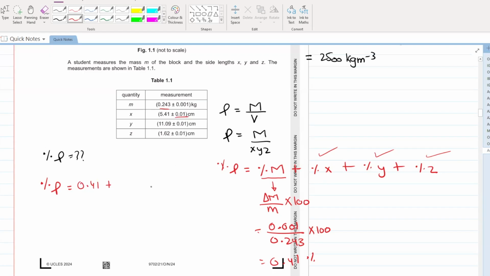What is the absolute uncertainty of x? 0.01 divided by the actual value of x, 5.41, times 100, plus the absolute uncertainty of y, 0.01 divided by the actual value 11.09, times 100, plus the absolute uncertainty of z, 0.01 divided by the actual value 1.62, times 100. Can you calculate this answer? Calculate it, what does the answer come to?